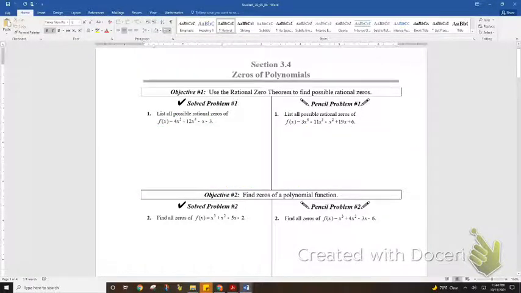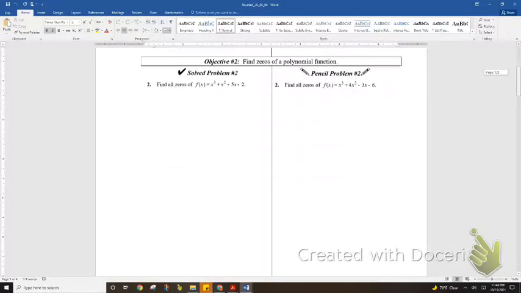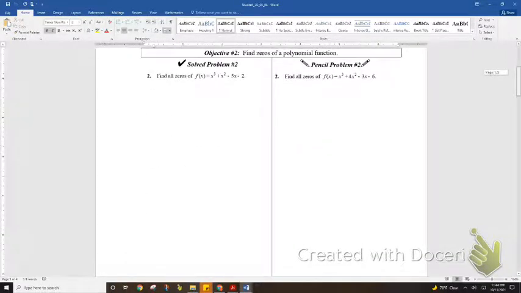Alright, so the next part says now we're going to find the zeros of the polynomial function. What we want to do here is find our possible rational zeros, and use those numbers from that list to find at least one that's going to work. I can do that by plugging it into the function and seeing if I get 0, because remember that we talked about the remainder theorem in 3.3.